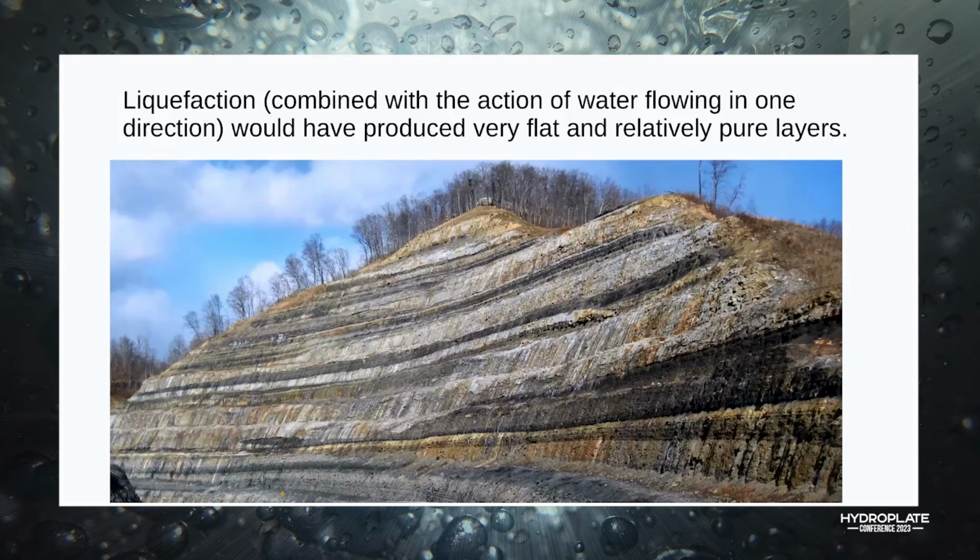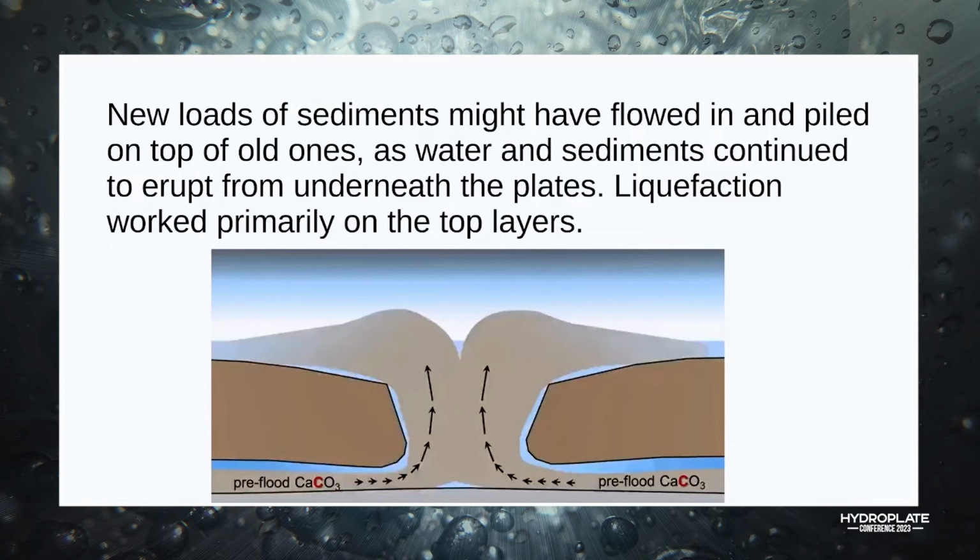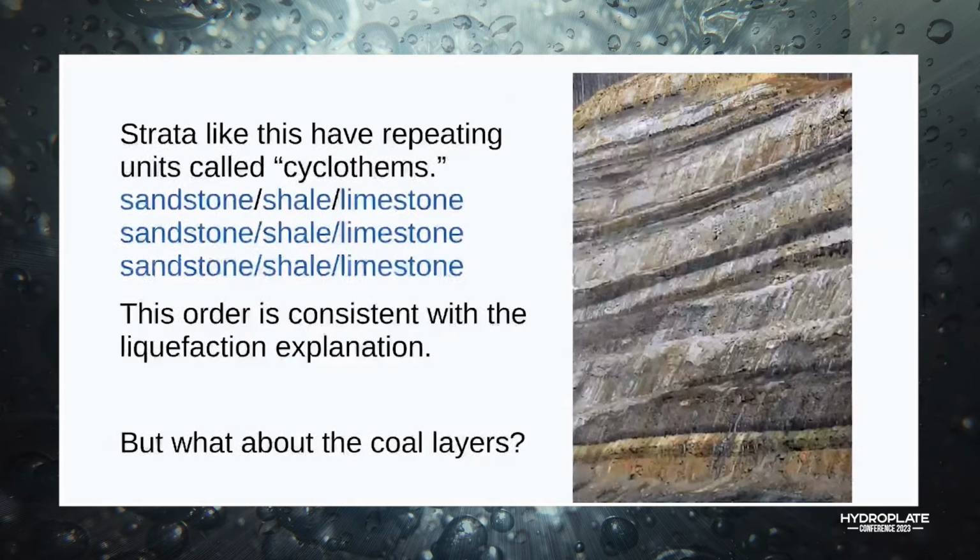So liquefaction, combined with the action of water flowing in one direction, which can also sort things, would have produced very flat and relatively pure layers. New loads of sediments would have flowed in and piled up on top of old ones, but like we said, liquefaction worked primarily on the top layers. Strata like this have repeating units called cyclothems, where we have from bottom up sandstone, shale, limestone, sandstone, shale, limestone. And this order is consistent with the liquefaction explanation.